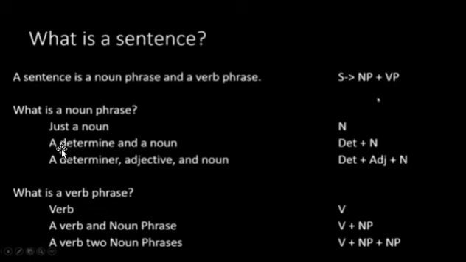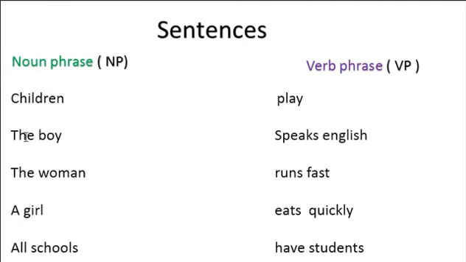But here, the determiner and a noun. Well, in this case, you say, well, but what is the meaning of the determiner? What is the determiner? The determiner is an article. The, for example, is an article. In this case, the determiner and a noun. Here, the determiner is the, and the noun is boy. The boy. The boy is a noun phrase because it has a determiner and a noun.